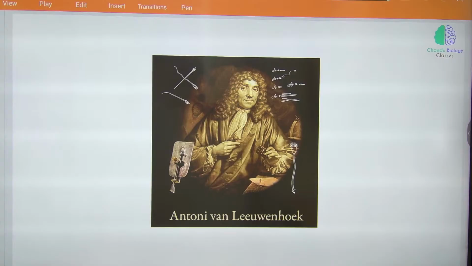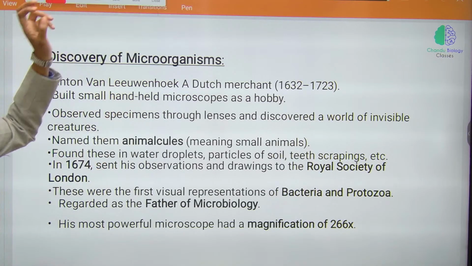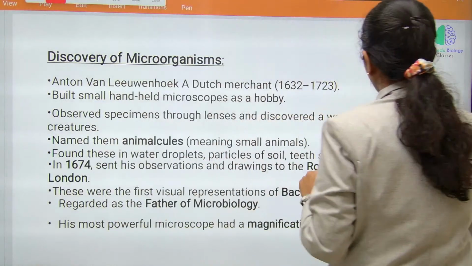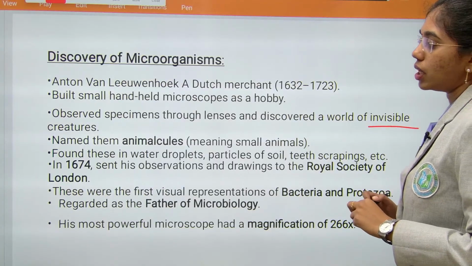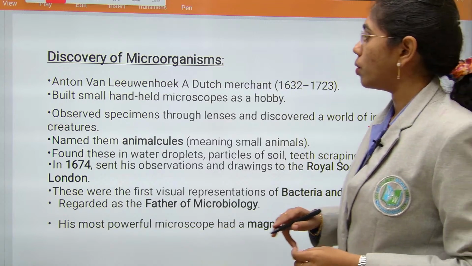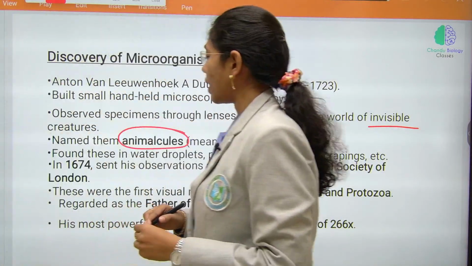Who discovered the first living cell? It is Anton van Leeuwenhoek. Here we go with discoveries. Anton van Leeuwenhoek was a Dutch merchant. He built some small hand-held microscopes. Observing through their lenses, he discovered a world of invisible creatures and named them animalcules. Microbes were named as animalcules.